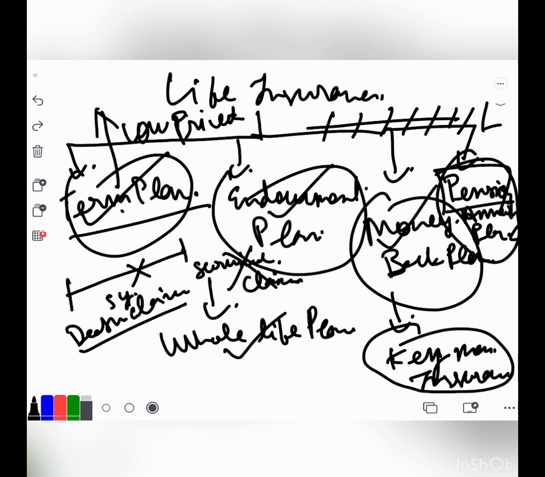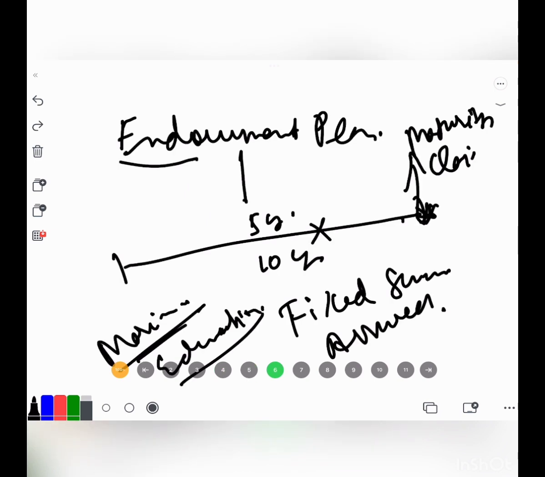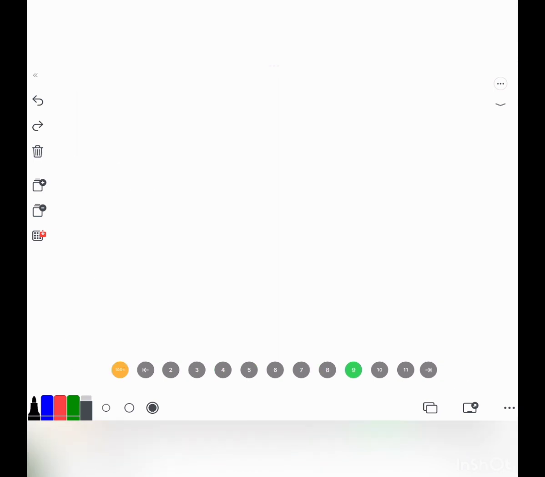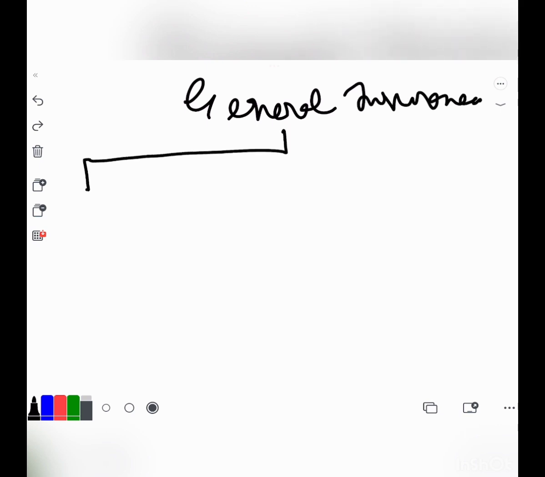Now I would like to talk about some general insurance. General insurance can be categorized again into, say, the first one, motor insurance, car insurance, vehicle insurance, same thing.